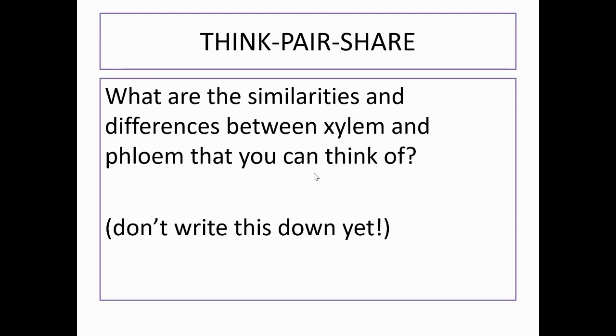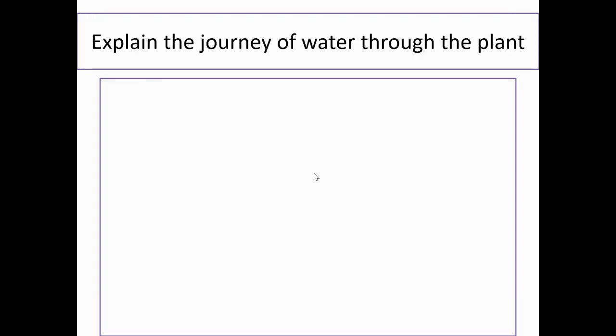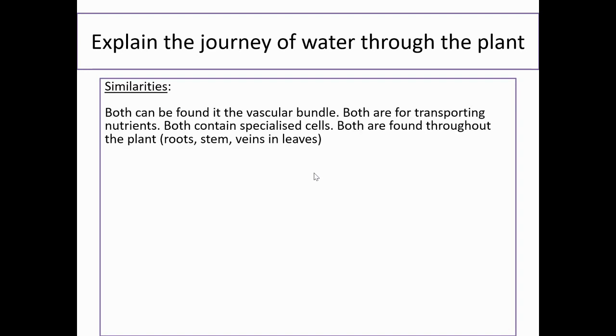Best way to learn. Right, hopefully you've come back, you've had a nice conversation. And I'd like to show you some of the similarities and differences that I can remember that I've written down. Okay, some similarities between both of them. They're both found in the vascular bundle, and this is that kind of ring that you would see if you were to make a cross section of a stem.